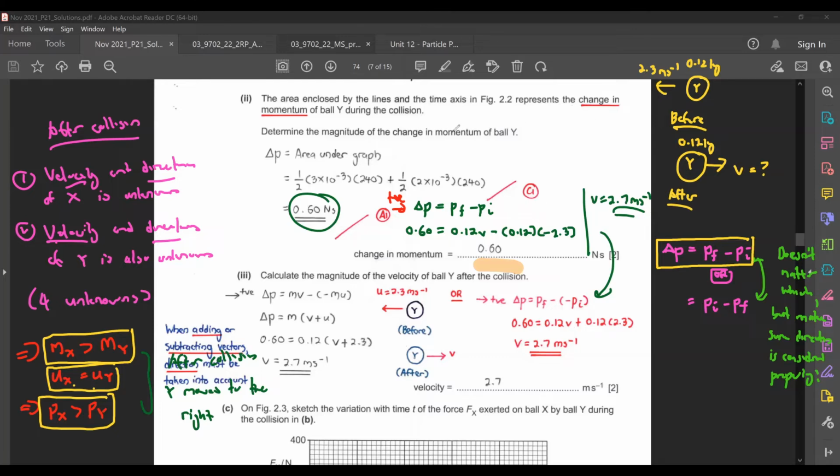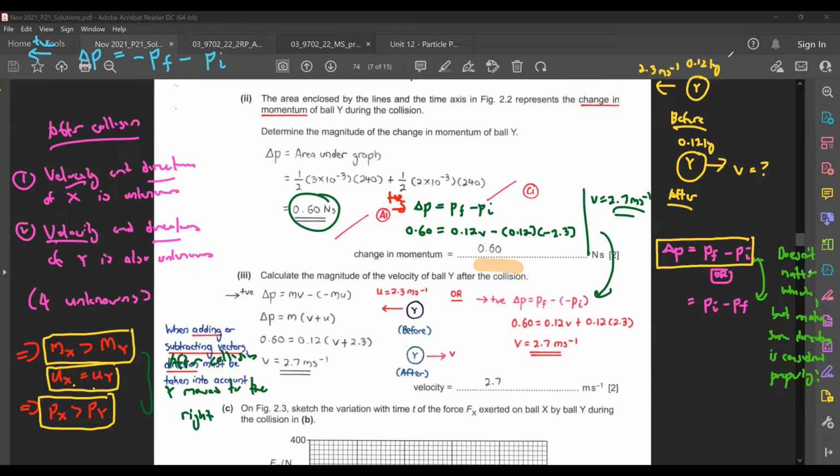In my case, if I said that delta p, I'll write this at the top, if I say that my sign convention is going towards the left as positive, my change in momentum would still be PF minus, this time negative PF minus PI.